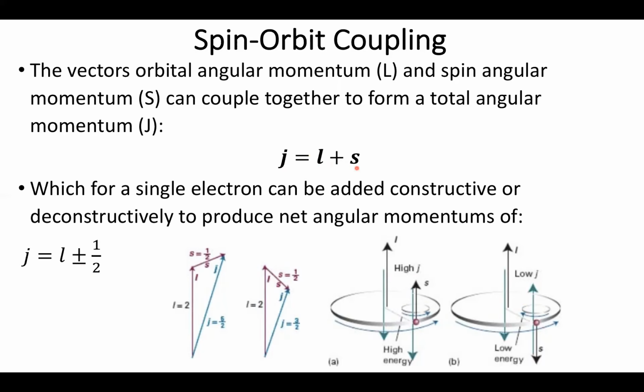Things get a little bit more messy, though, if I'm looking at a p orbital, because for a p orbital, l equals 1. So this means my total angular momentum can be equal to either 3/2 if my spins are lined up together, or 1/2 if they're pointed in opposite directions.